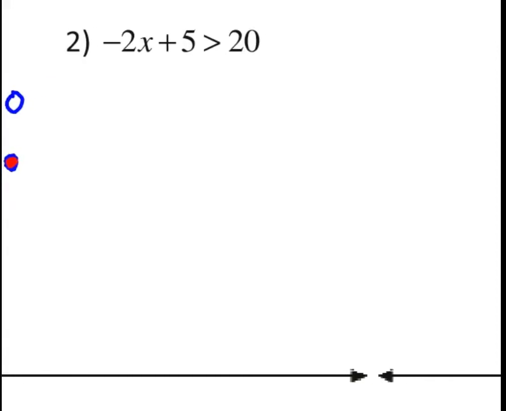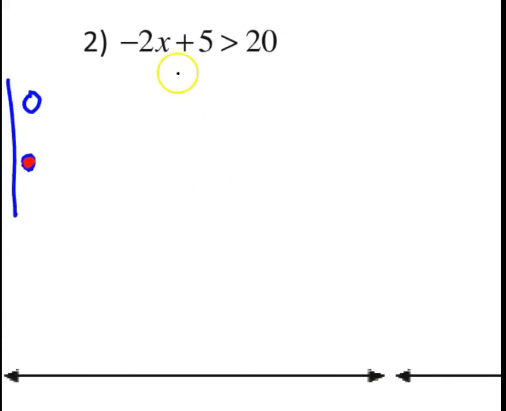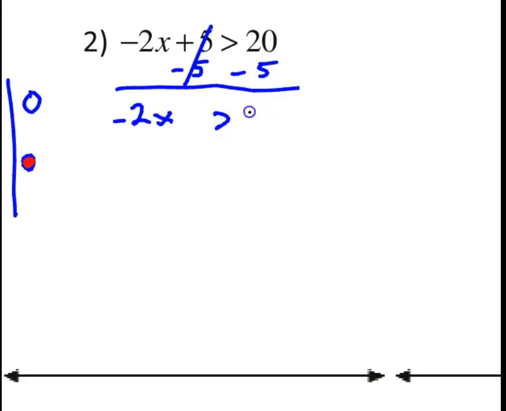Okay, let's go to number 2 here. We got a two-step inequality, so always do the addition and subtraction first. So we're going to subtract 5 on both sides. Okay. We got -2 times what, greater than or equal to 15. And divide both sides by -2.